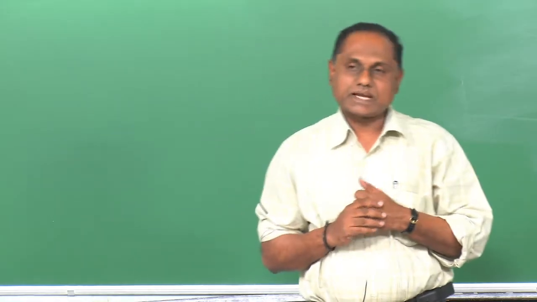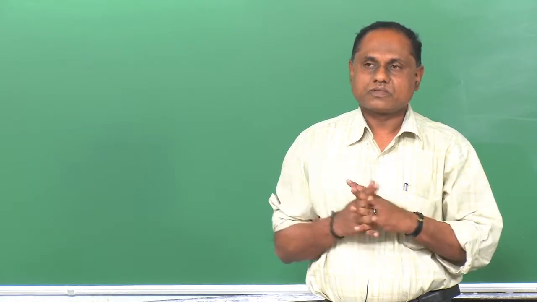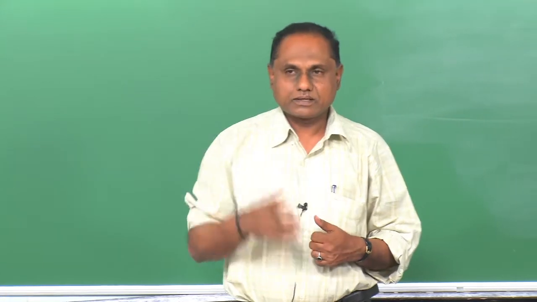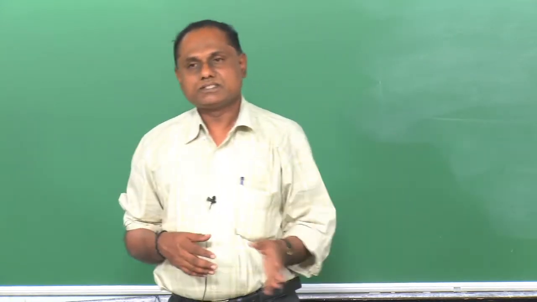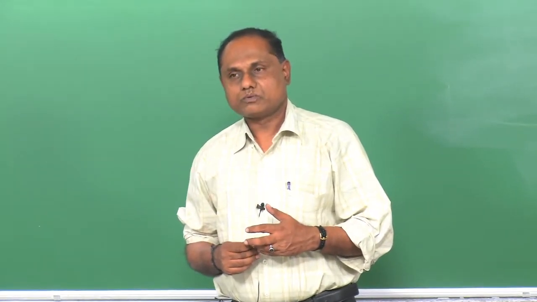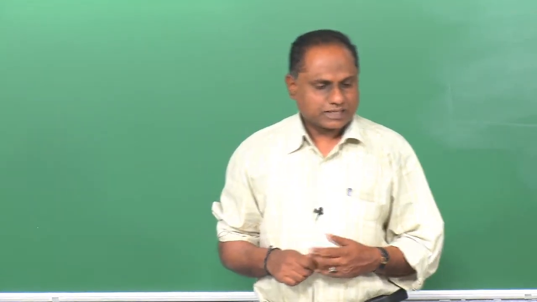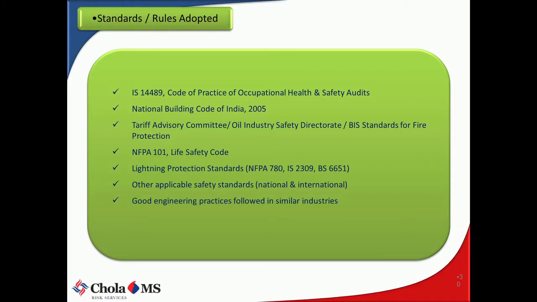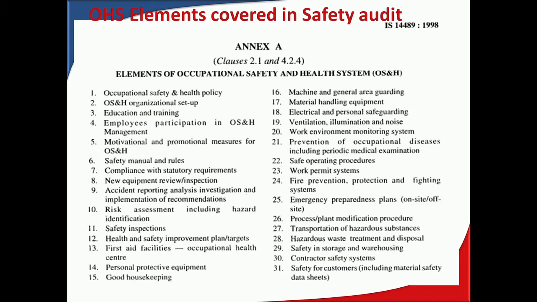And then apart from that, we have the National Building Code 2005. This is very important when you do a building audit, or go for an audit of a hotel or any other establishment; then you need to refer to this. It gives the entire reference on how we do audits and what standards you need to refer to in terms of fire safety and life safety. Then you have the OISD, the Tariff Advisory Committee and other general standards. IS 14489 has some 31 elements that we need to look at.